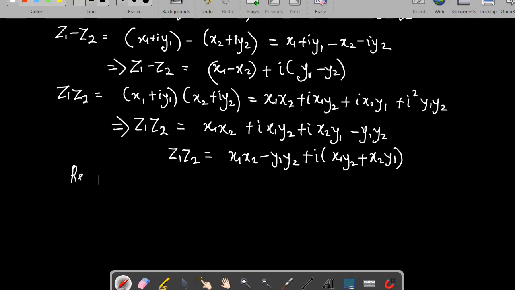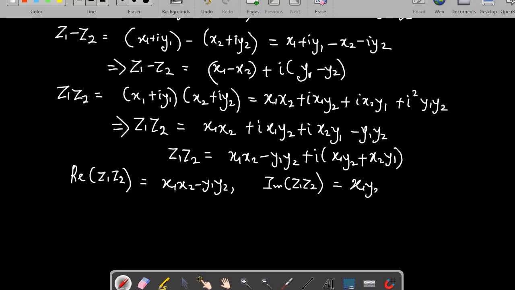Let's do what we did the other time. The real part of the product of z1 and z2 will be x1 x2 minus y1 y2, and the imaginary part of the product of z1 and z2 would be x1 y2 plus x2 y1. Now please take note of all of these things, because they have a way of playing out whenever you are given questions that are not necessarily involving numbers, but involve just letters.